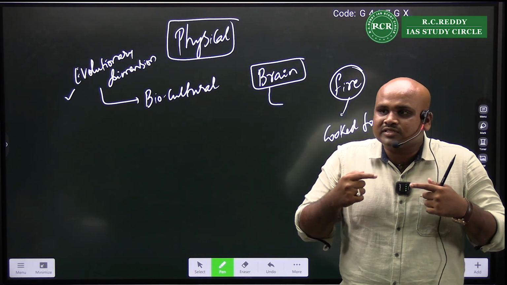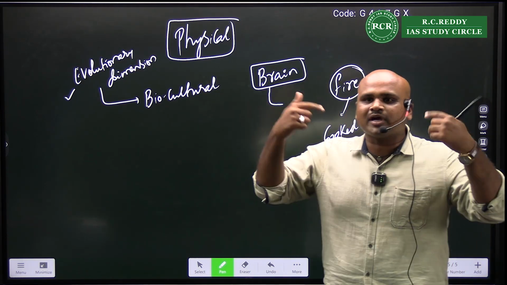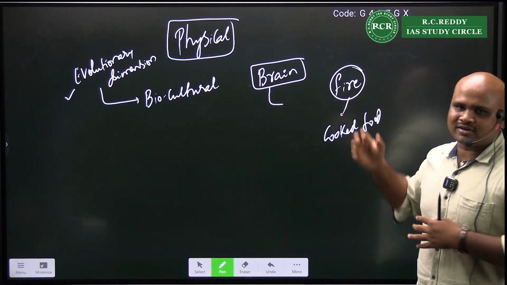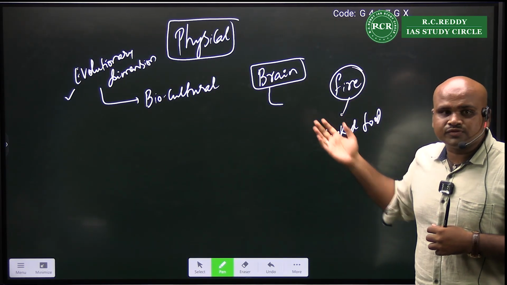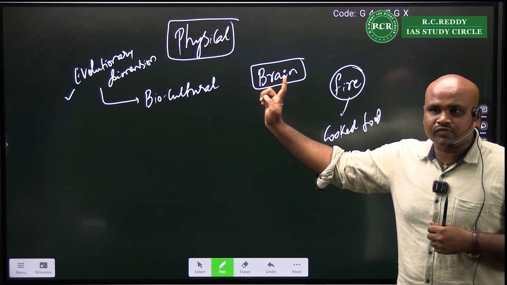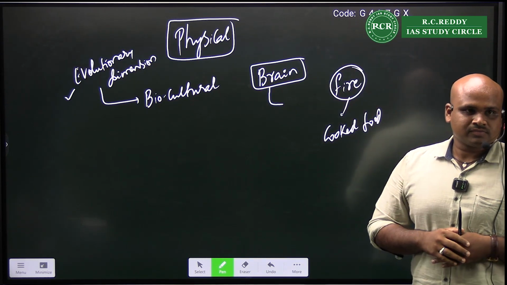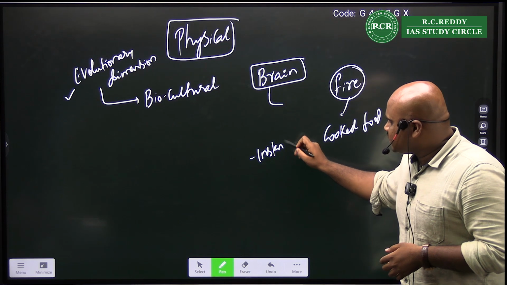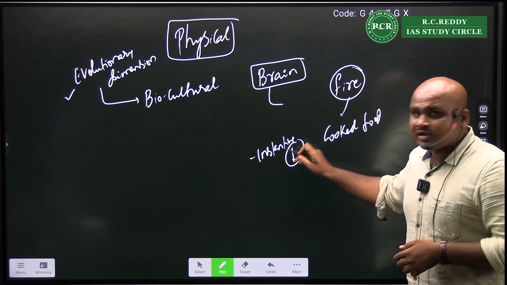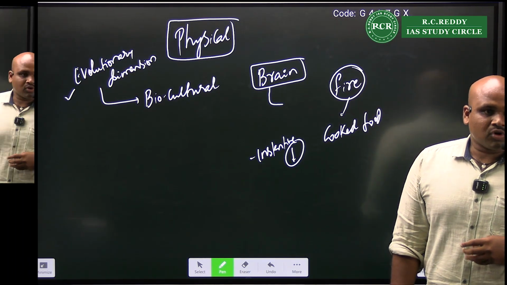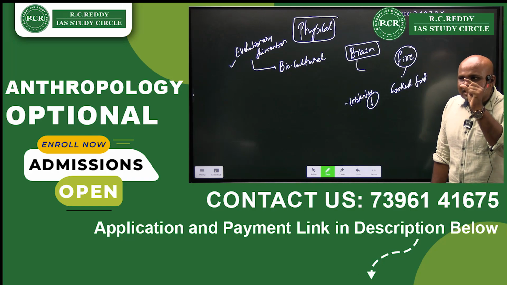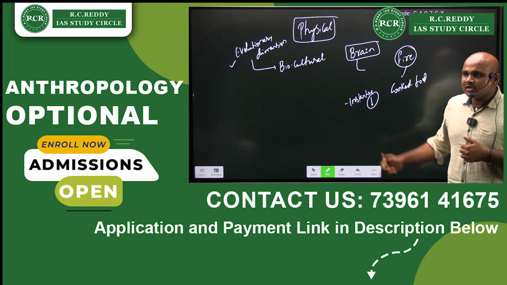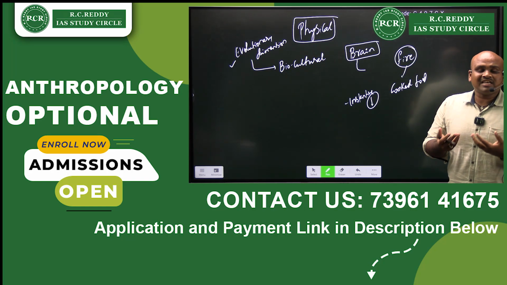I am studying physical anthropology in the context of my culture. What is my culture? Fire. For what purpose? Cooked food. What is the biological dimension of it? Expanded brain. And not only expanded brain, I also see the intestines of the individual becoming smaller. Why did the size of the intestine start reducing in human beings? Because of cooked food. Easy digestion.